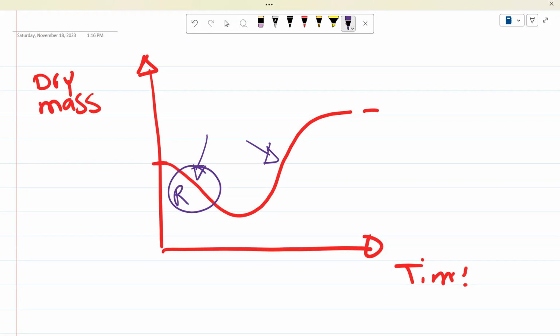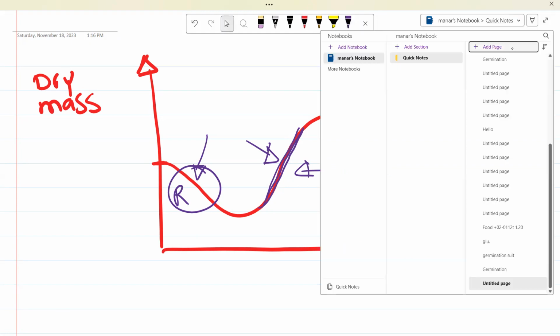And then when the dry mass of the seed increases, this is when the seed will start to do what? Respiration or photosynthesis? Photosynthesis. This is when it will start to make its own food, and the food will increase the mass of the seed. Who has any questions in what I said? I'll repeat again for those who were not paying attention.